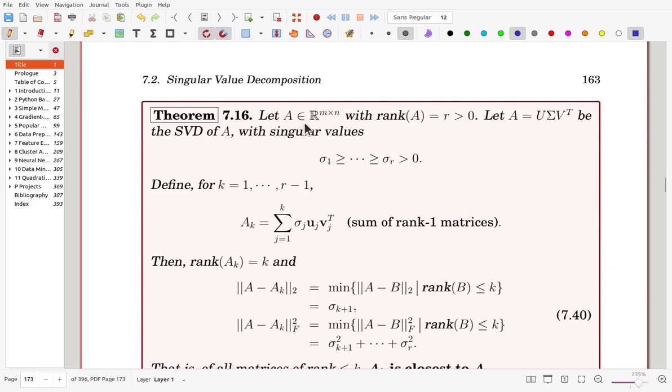Now A is the usual matrix with rank r, and U sigma V transpose is the singular value decomposition with singular values from sigma 1 to sigma r positive. Then for k from 1 to r minus 1, we can write it in this way. It's an approximation of A, and rather than r, we are choosing k.